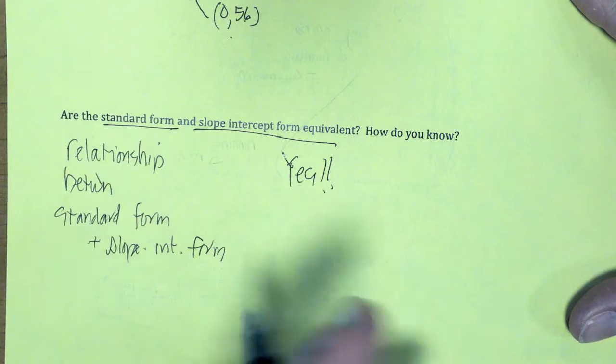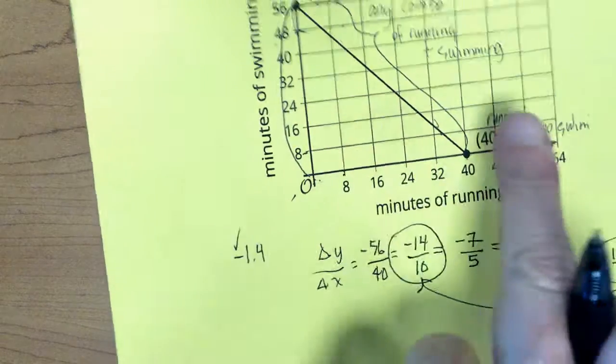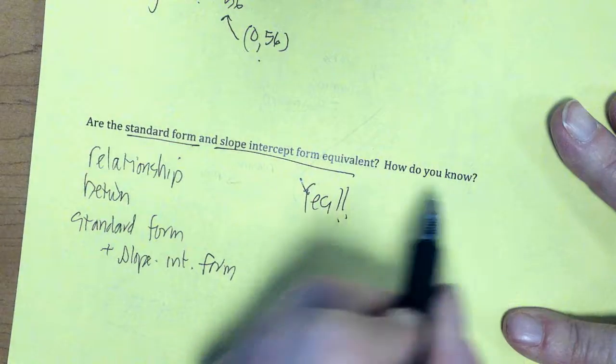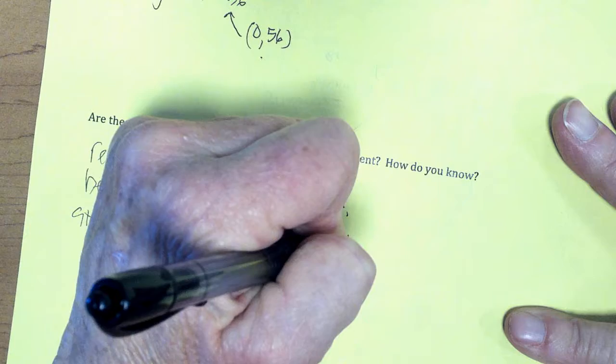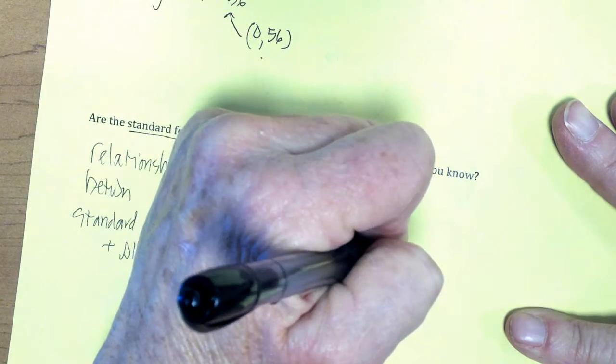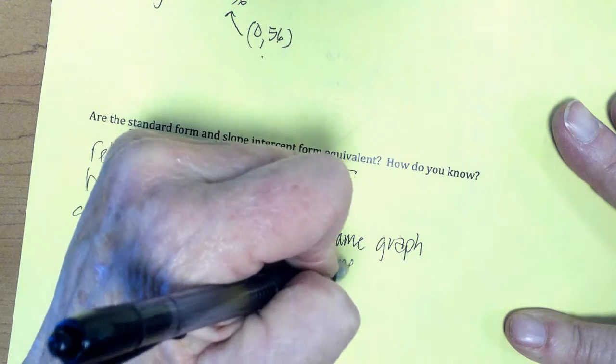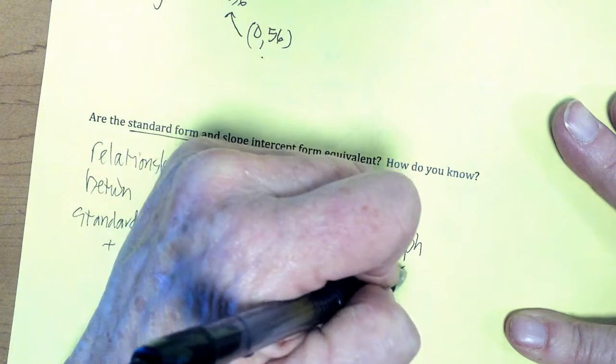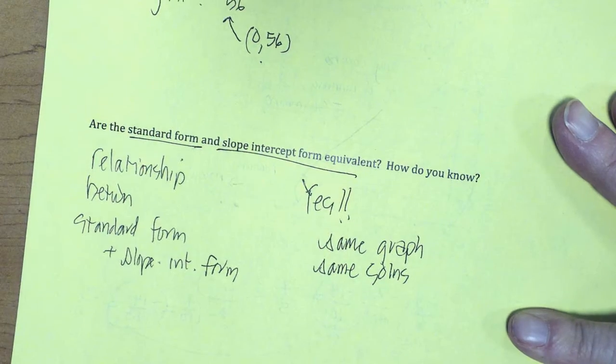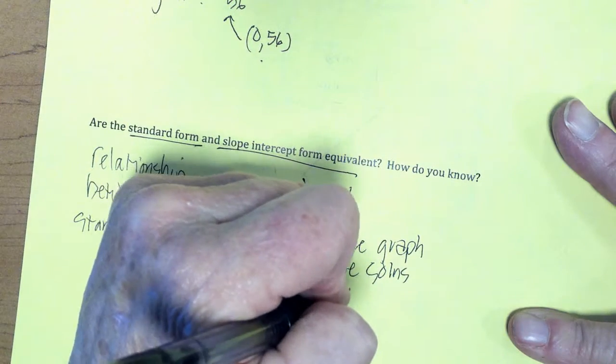Well, in the previous one, right here, it's the same graph. So, yes, how do we know? Same graph. Same solutions. Same intercepts.